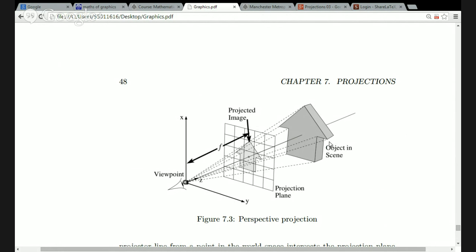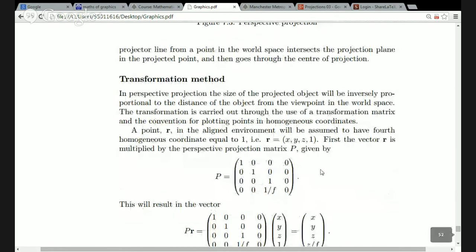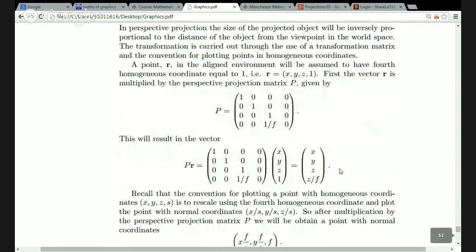Let me describe that. We want to use matrices as much as possible to be consistent with our other transformation and calculation methods. So we described last time how we make use of this projection matrix, which leaves the x, y, z coordinates unchanged, but changes the fourth homogeneous coordinate. In the initial setup, each point in the environment has a vector of coordinates like this, an x, y, z coordinate, and a 1 as the fourth homogeneous coordinate. After multiplication by this projection matrix P, it changes the fourth coordinate to z over f.